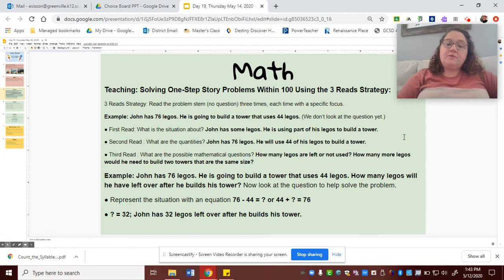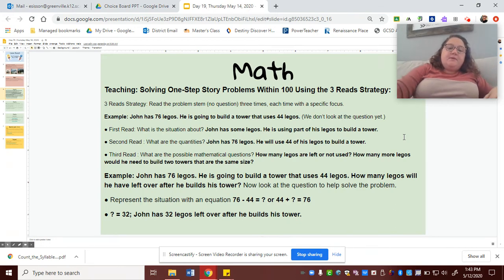What I want for you to do is you're going to do the 3 read strategy. So you're going to read the problem, not the question, 3 times. Each time you're going to think about something specific. So here's the example. The problem is John has 76 Legos. He is going to build a tower that uses 44 Legos. We don't look at the question yet. We just look at what it's telling us. So the first read, we're going to think about the situation in our head.